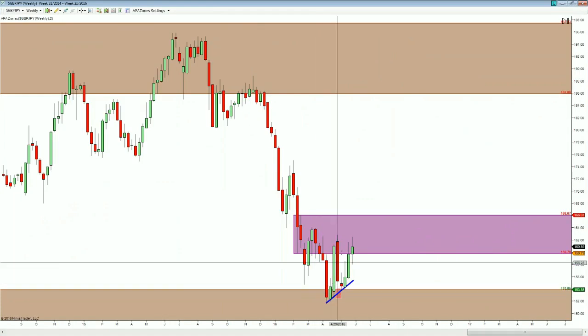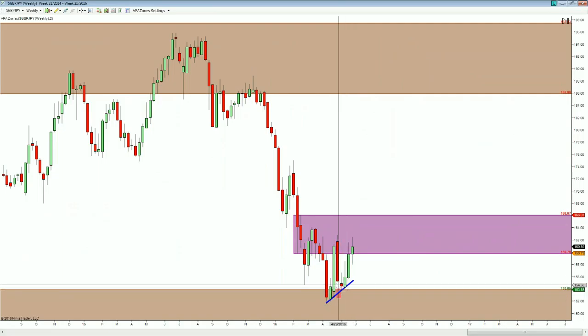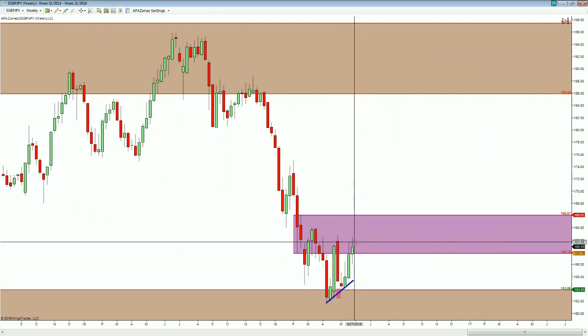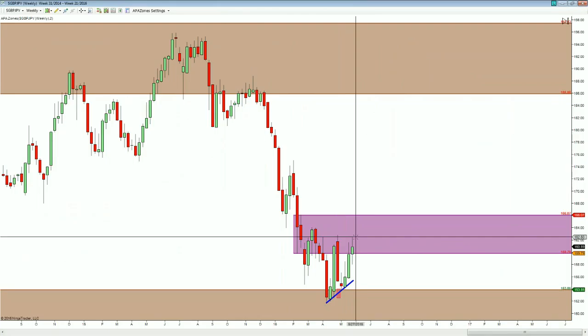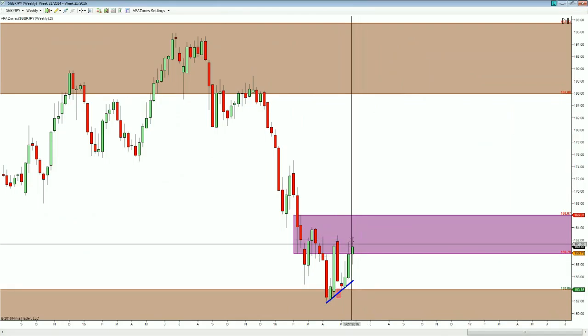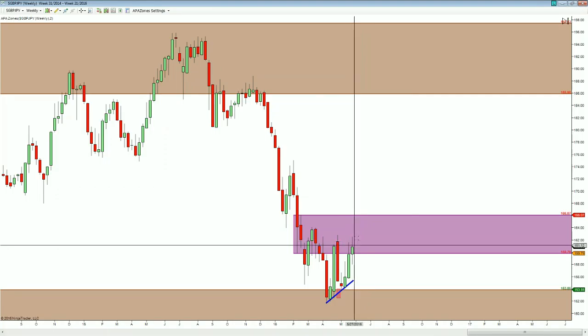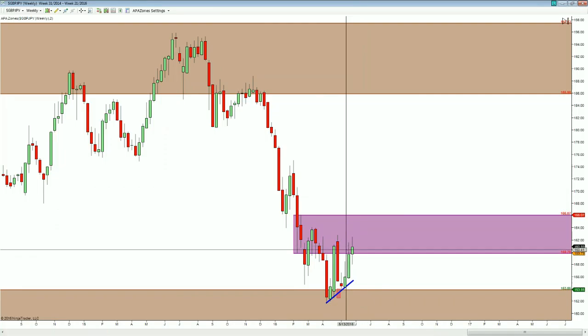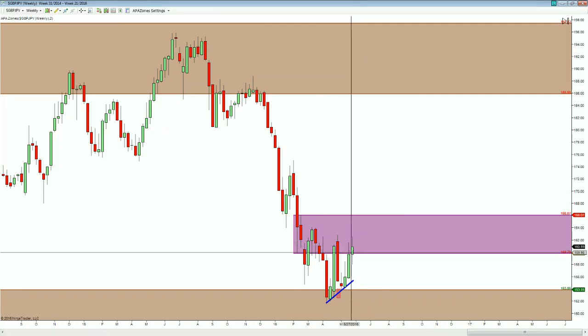Looks like we're stuck in between these two weekly zones. Price is back in the weekly supply again. Let's see if we get a reaction off of it and back down to weekly demand. Who knows? We might not. But this week's been an indecision week so far. The week hasn't finished out yet, but we'll see what happens.